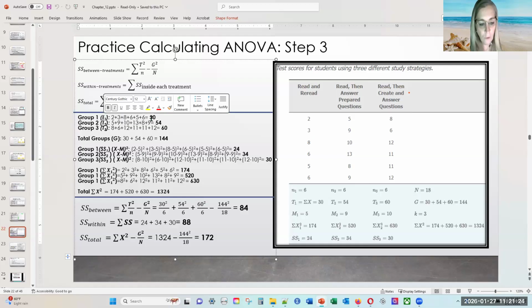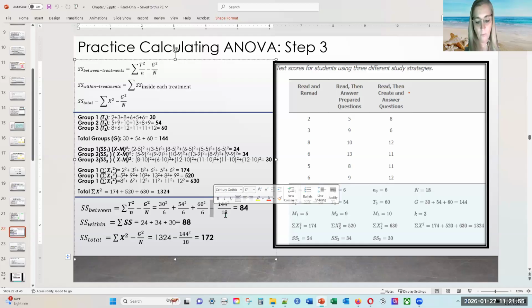So for each group, the added scores are 30, 54, and 60. So here we have 30, 54, and 60. And you can see we still need to square them and then divide by n. There are 6 people in each group. And it's taking the grand total of the scores, right? We take all these scores, add them up, and the grand total is 144. That would get squared, and we divide by the total n. And you can see these groups are being subtracted from that grand total divided by n. We end up with 84.